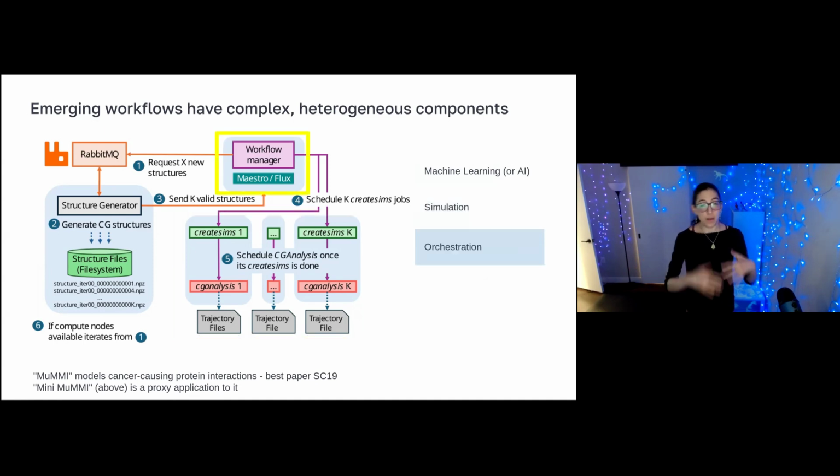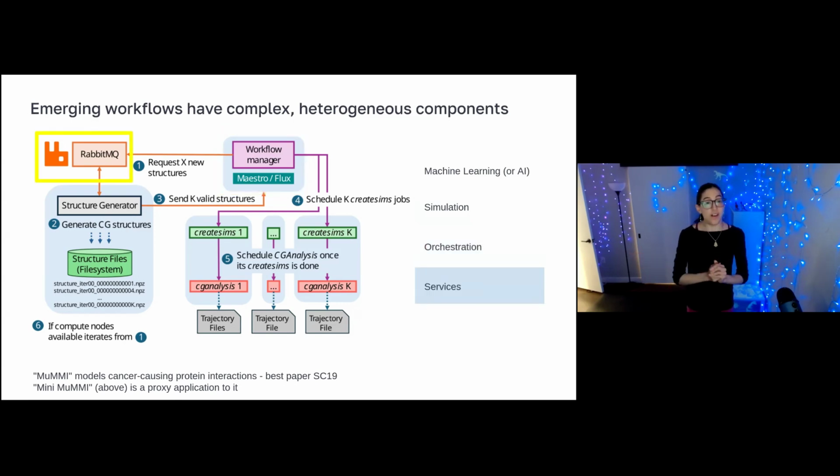Now, all of this needs to be brought together with orchestration. That's your workflow manager. The production MuMMI initially used Maestro for a job adapter, and then that with Flux. You also need services, so there's a RabbitMQ to basically send messages between the workflow manager and the ML server, like, hey, we need more samples. Right away, sir, right away, sir.